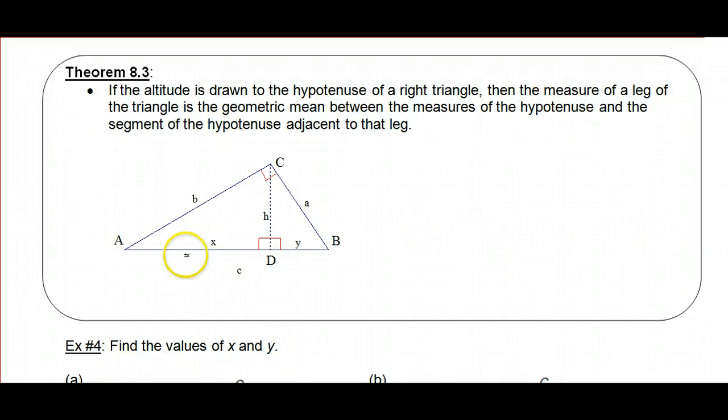If the altitude is drawn to the hypotenuse of the right triangle, then the measure of a leg of the triangle. Now, what are the legs? We're talking about the original triangle ABC. What would be the legs? AC and BC. There's only two legs. So this is a leg here, and this is a leg.